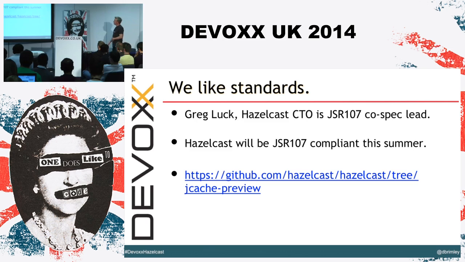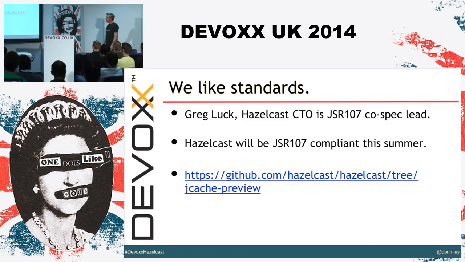And our CTO, Greg Luck, is one of the co-spec leads along with a gentleman called Brian Oliver, who works for Oracle. And JSR 107, the easiest way of describing it is it's JDBC for caching. Where you've got a common interface that you can write to databases with, JSR 107 JCache will be the same thing. So the idea is that there's a common interface and you can do map puts, gets, and you can plug and play with your underlying cache implementation. So you can plug a Hazelcast in there, or you can plug someone else in there, and you don't have to do any code changes.